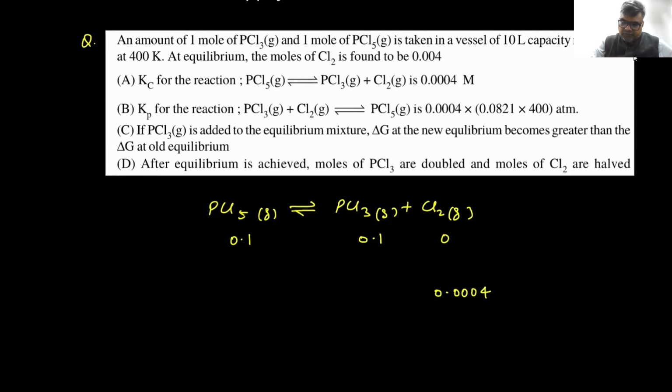If I write first in terms of variables, I can write it as 0.1 minus x, 0.1 plus x, and x. And since x is given to you as 0.0004, certainly it is a negligible value. So you can say that the equilibrium constant for this expression will be a quite low value.